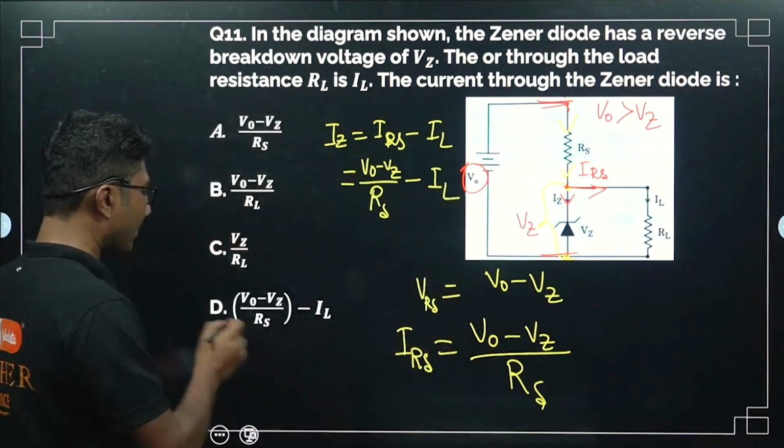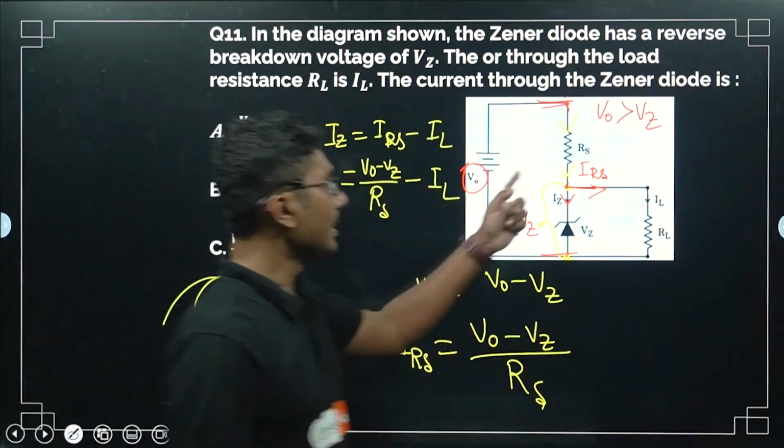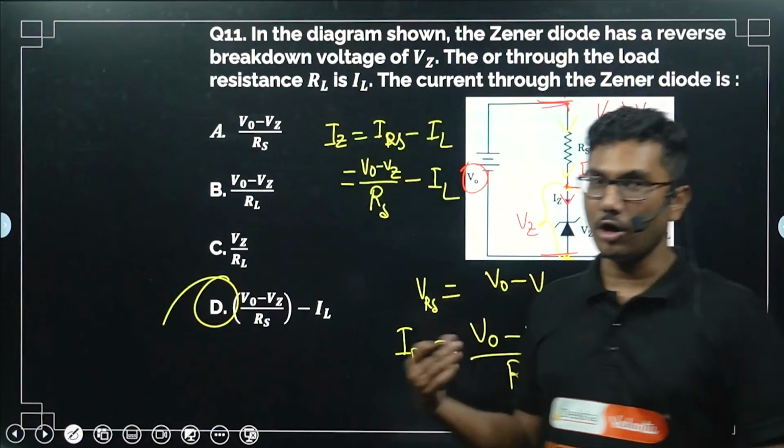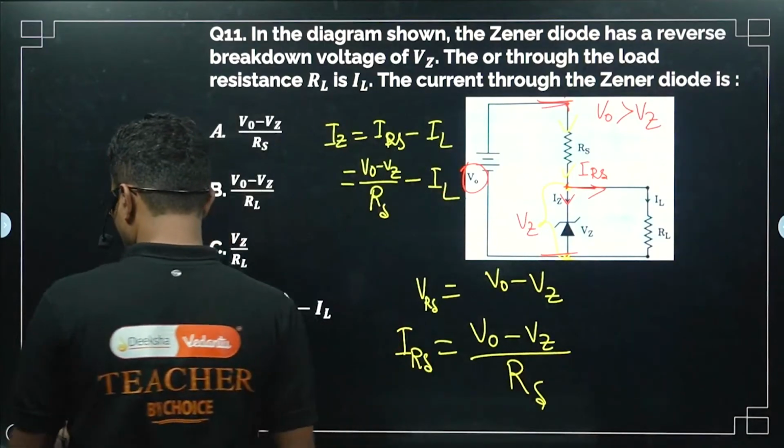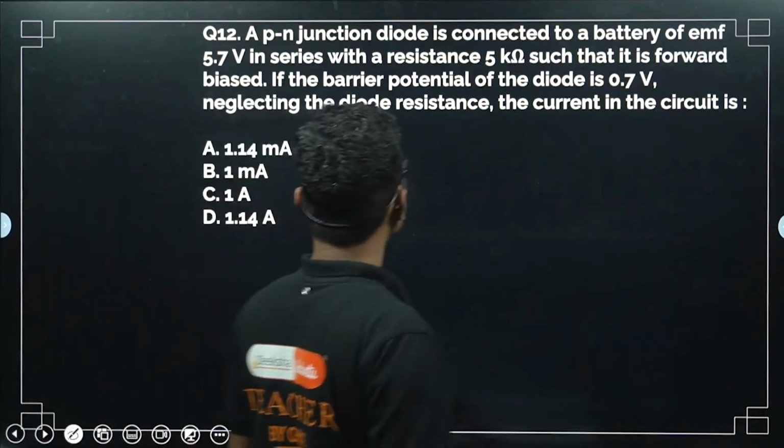So very simple problem. This is the correct answer, but the concept of Zener diode is not in your syllabus anymore, so this question is deleted. Now let's look into question number 11.